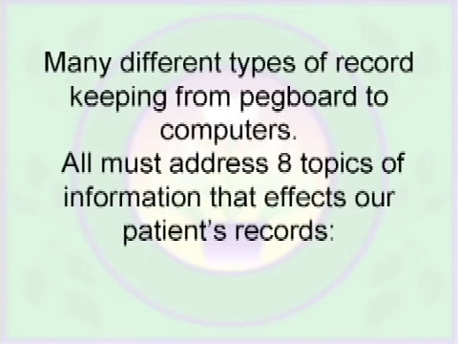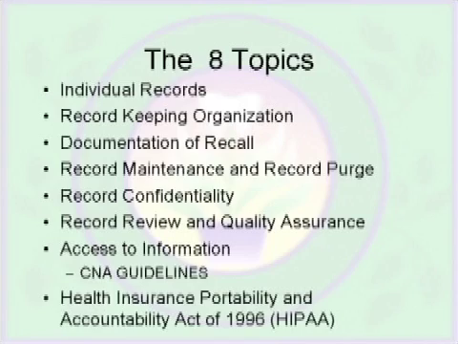There are many types of different record keeping, from pegboard to computers. Every one of them must address these topics. We're going to talk about individual records, record keeping organization, documentation of recall, maintenance and record purge, record confidentiality, which is a big one, and then record review and quality assurance, and access to information, and these are guidelines from Cigna Insurance Company, and also we got to know a little bit about HIPAA.